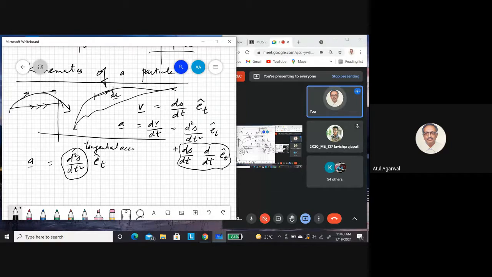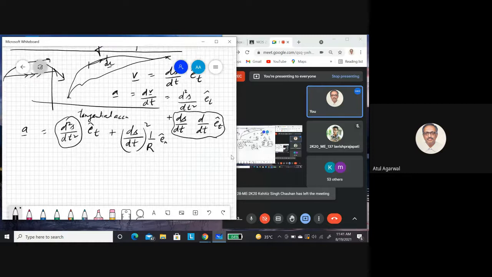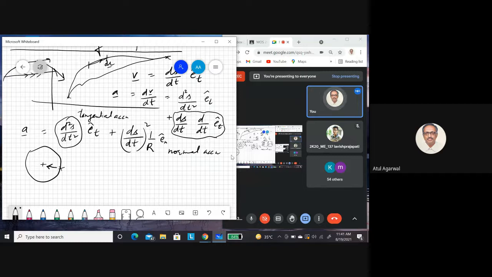But once you have this term, I am just going to derive it. It will be (ds/dt) whole square into 1/r and a normal vector. So this represents normal acceleration. One was tangential acceleration, the other normal acceleration. You know, a particle moving in a circle has some acceleration called centripetal acceleration. It is nothing but normal acceleration. Another term for it, or you can call it normal acceleration.